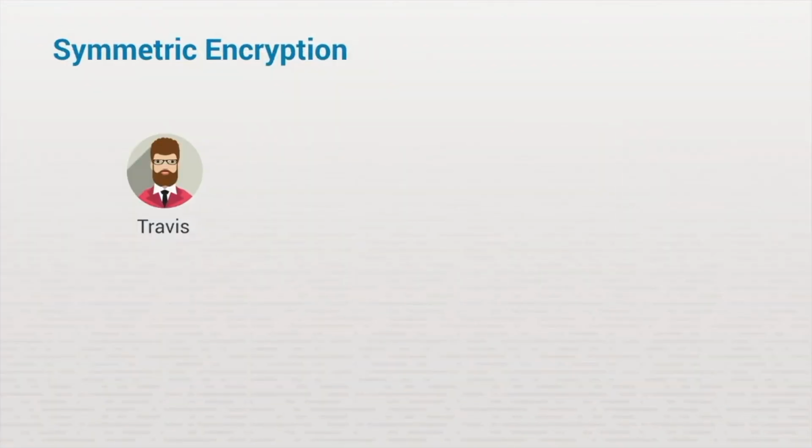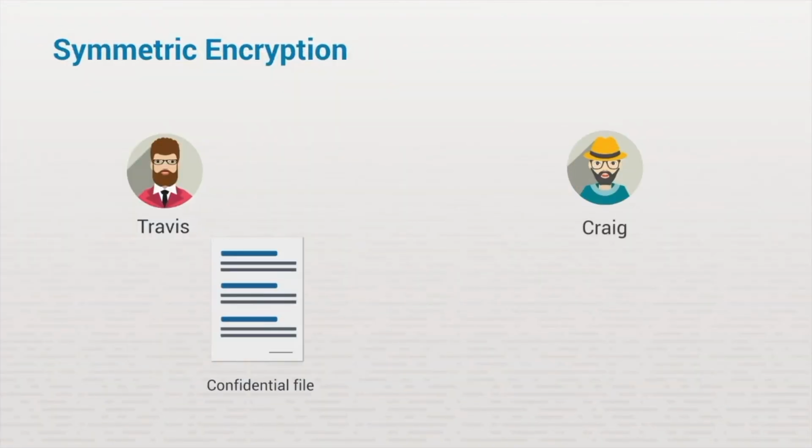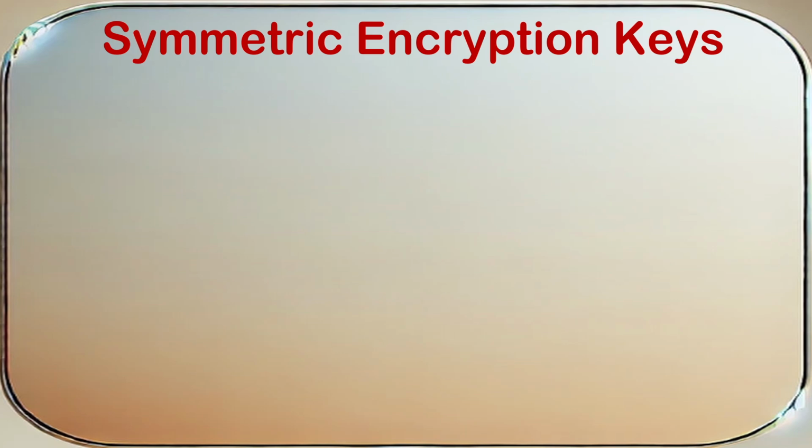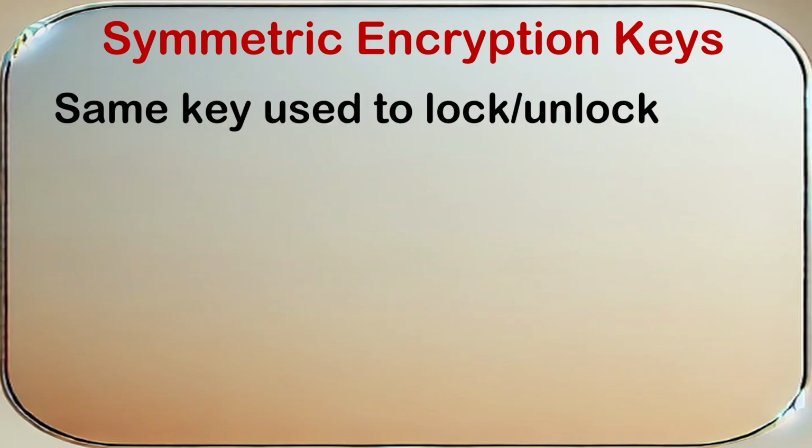Travis has a confidential file that he needs to send to Craig. To ensure that the file is sent safely, Travis encrypts the file using his secret symmetric encryption key and sends it to Craig. To open the file, Craig must use the same encryption key to decrypt the file. One of the biggest problems with symmetric encryption is that both parties must use the same key. If Travis and Craig send encrypted data often, they've probably set up this secret key in advance. But if not, Travis needs to let Craig know what the secret key is.